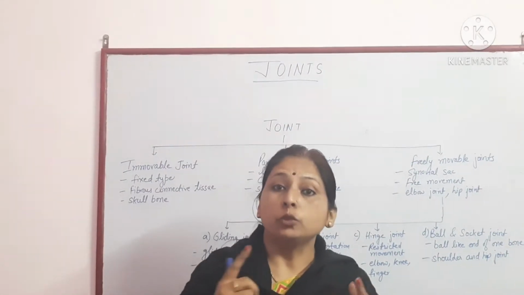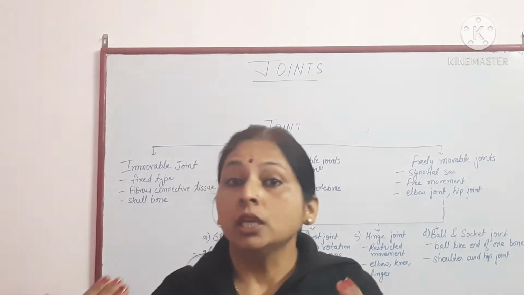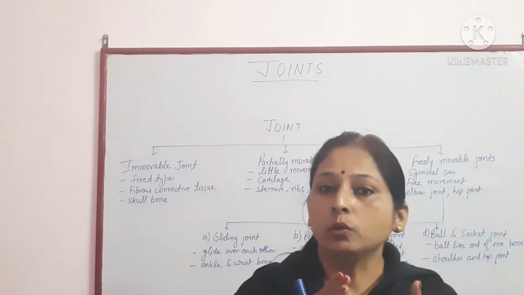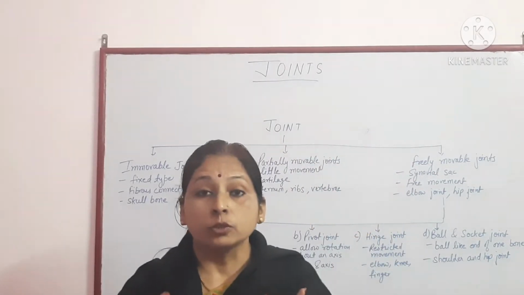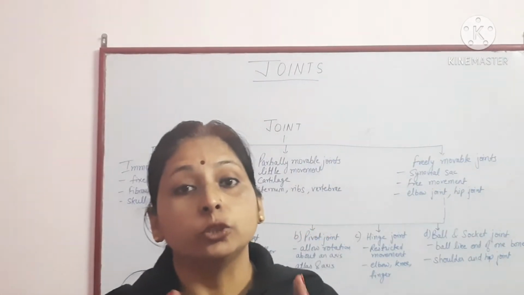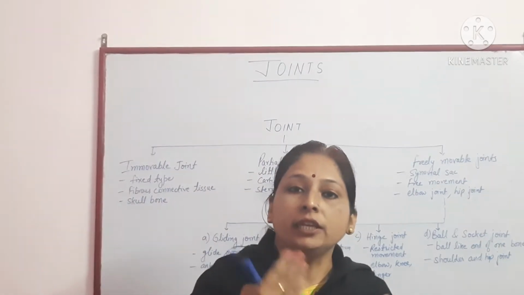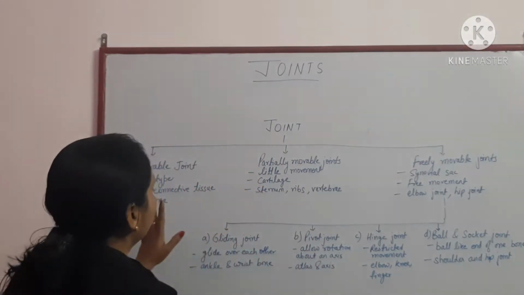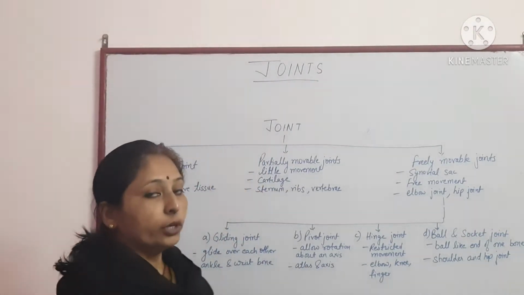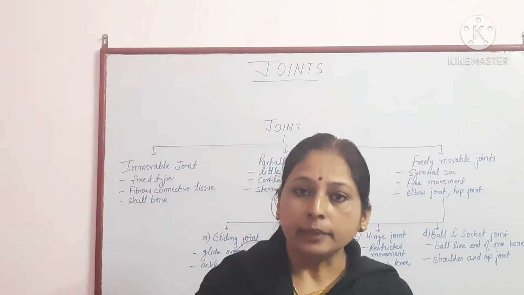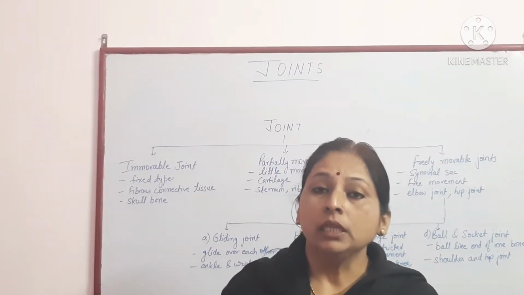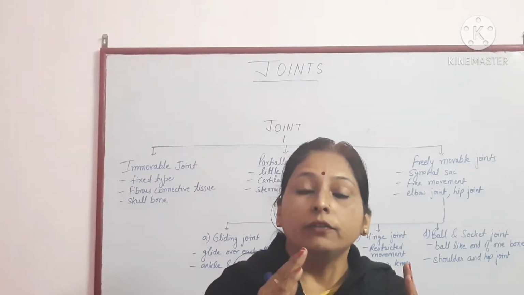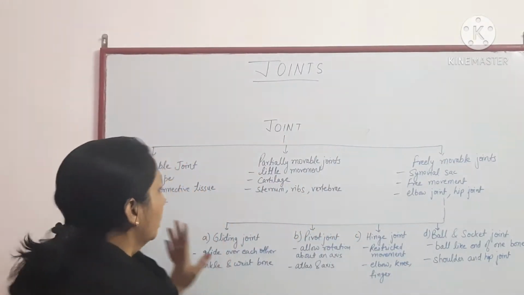The place where two separate bones join together, or meet, is the joint. So today we will study joints, their types, their function, their role, and where they are present. So let's start with this topic, joints. Joints are basically of three types. First is immovable, second is partially movable, and the third is freely movable joints.